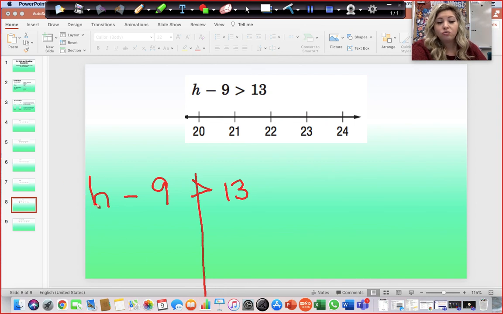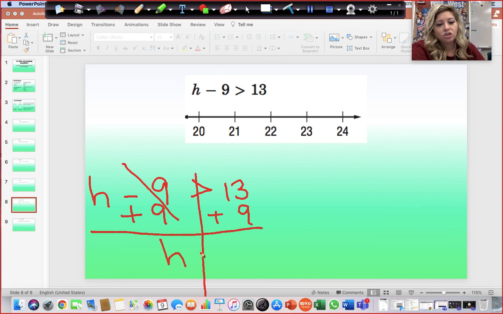Right now, h is being subtracted by 9. So the opposite of subtracting 9 is adding 9. We want to add 9 to both sides. This side is going to cancel because a -9 plus a 9 equals 0, and 0 plus h gives me h. And then 13 plus 9 gives me 22.